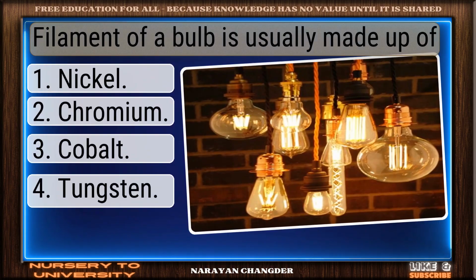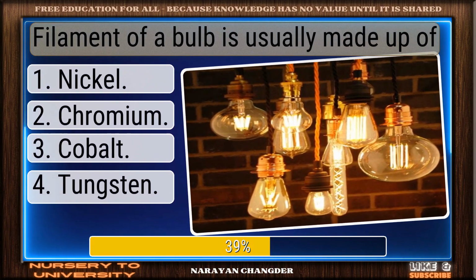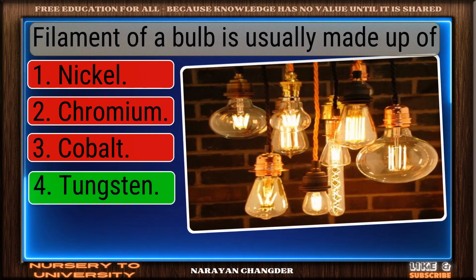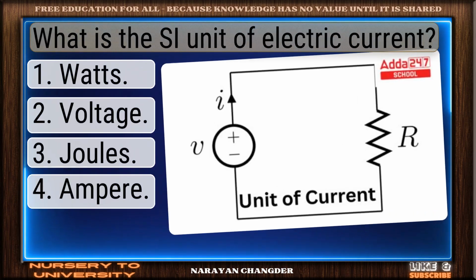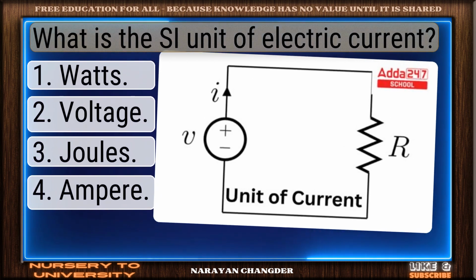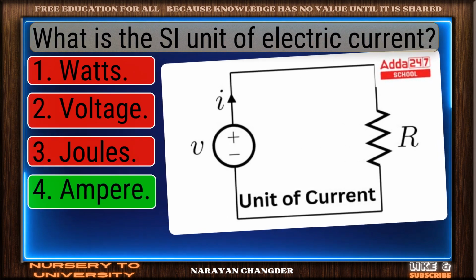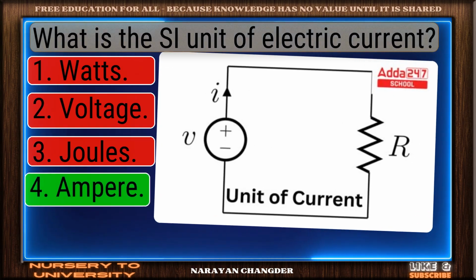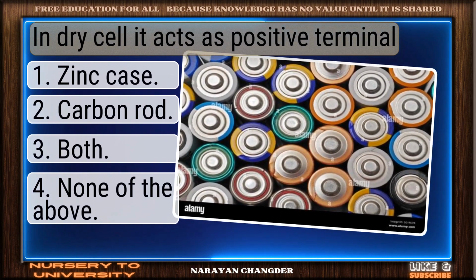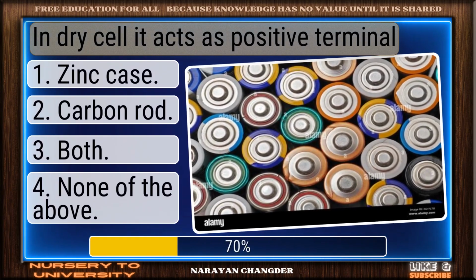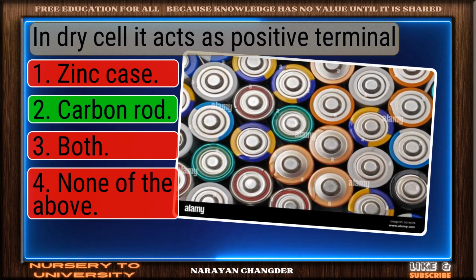Question number 138. Filament of a bulb is usually made up of. Nice work. You chose tungsten, and it is correct. Question number 139. What is the SI unit of electric current? On track. Ampere is the correct answer. Question number 140. In dry cell it acts as positive terminal. Nicely done. Carbon rod is a solid answer.